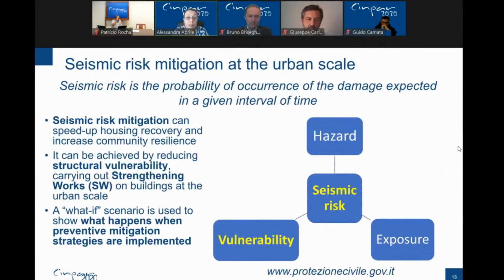Now the point is, how can we use seismic risk mitigation at the urban scale in order to reduce the damage and also to speed up housing recovery? So seismic risk mitigation can speed up housing recovery and increase community resilience. It can be achieved by reducing structural vulnerability, carrying out strengthening work on buildings at the urban scale. And so we built a what-if scenario in order to show what happens when preventive mitigation strategies are implemented.